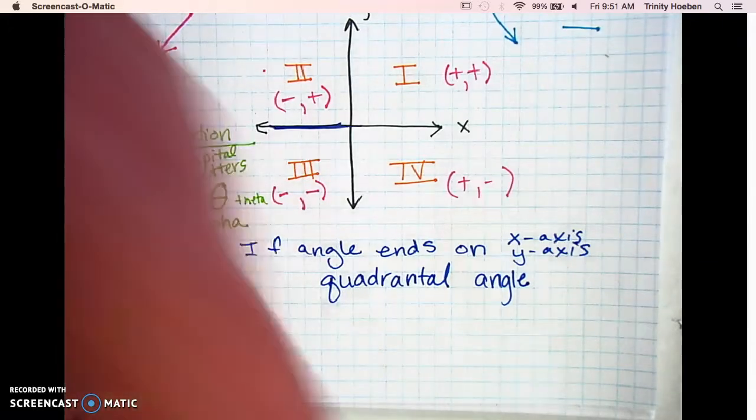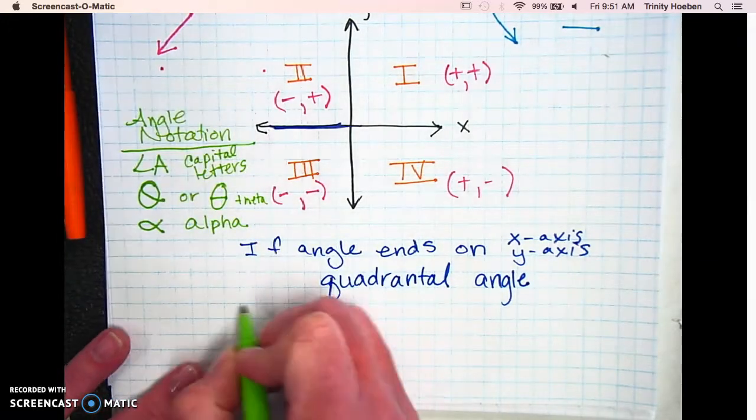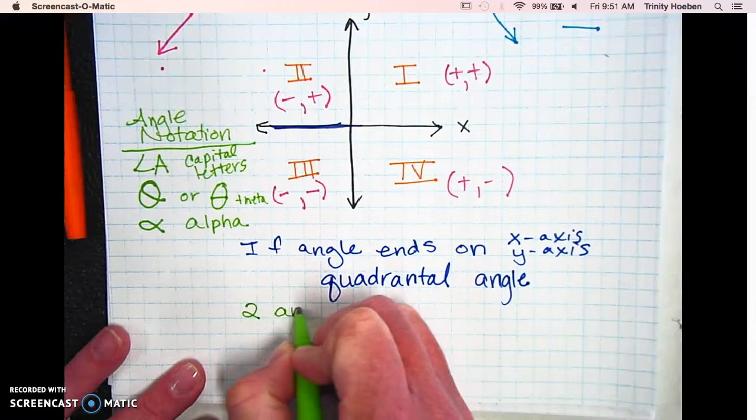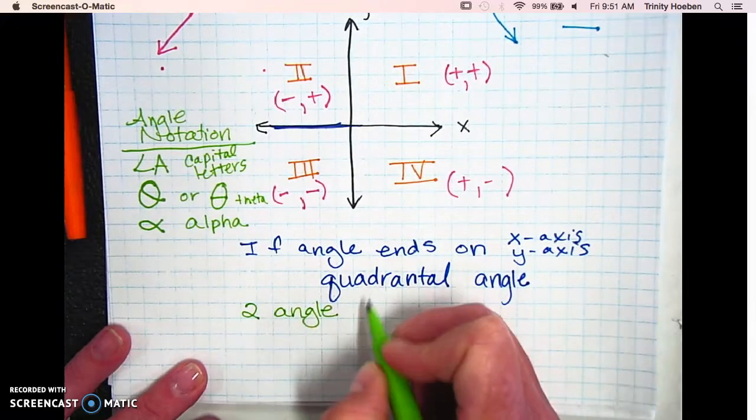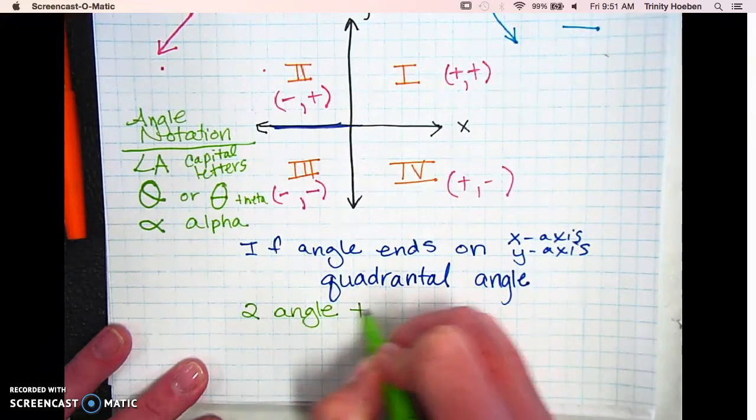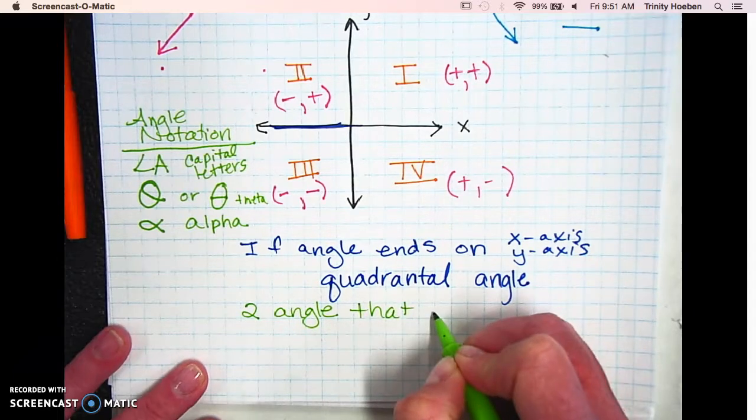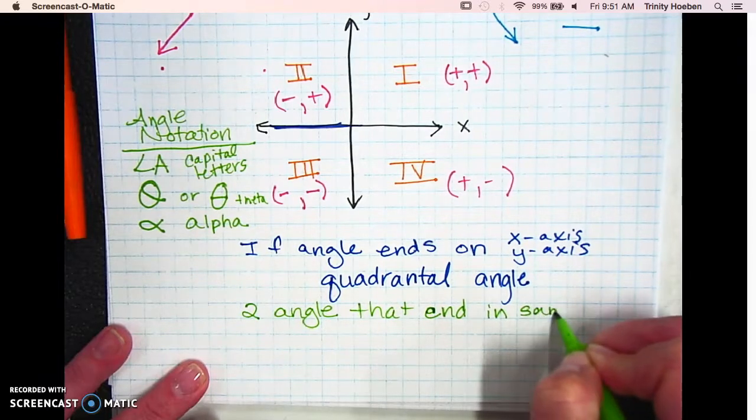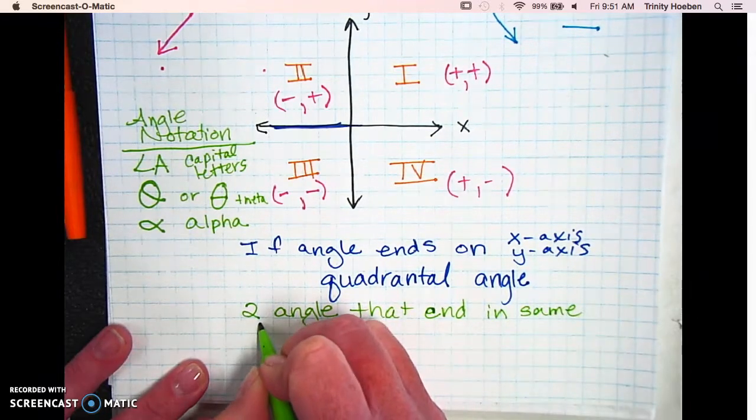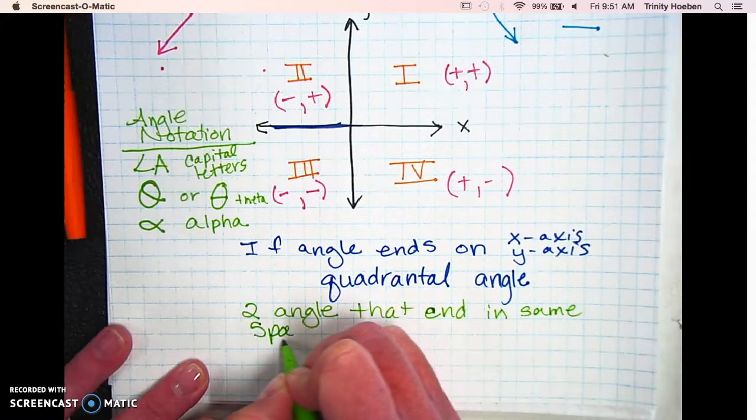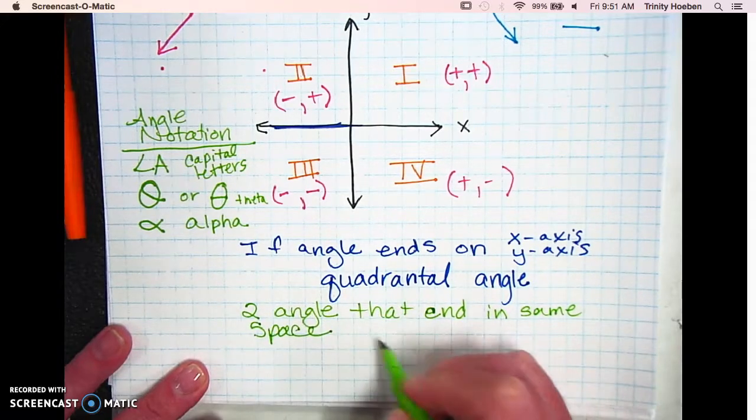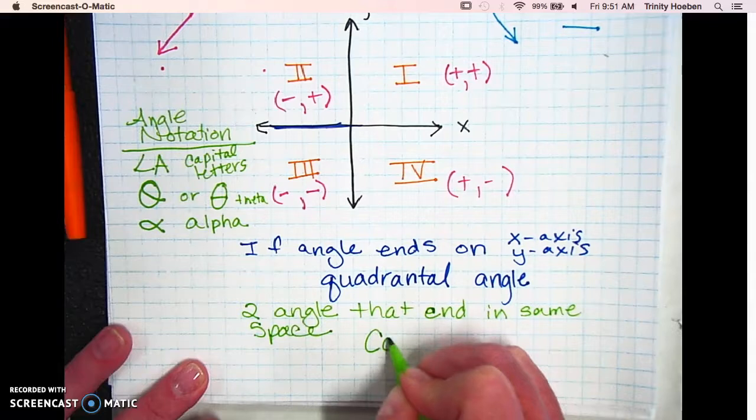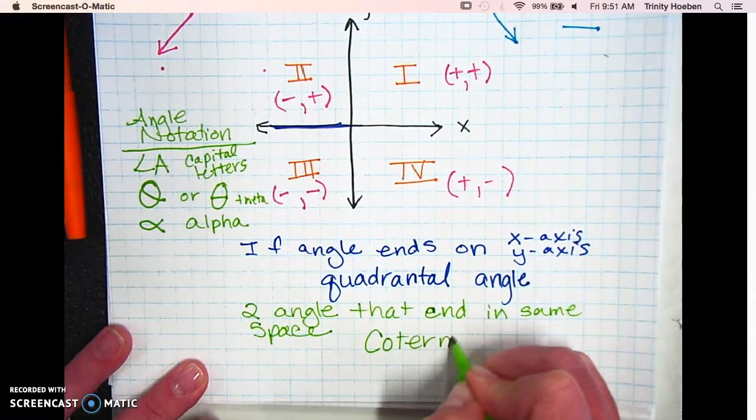And you might have two angles that are the same, or end at the same place, that end in the same spot, that same space. We're going to call that coterminal.